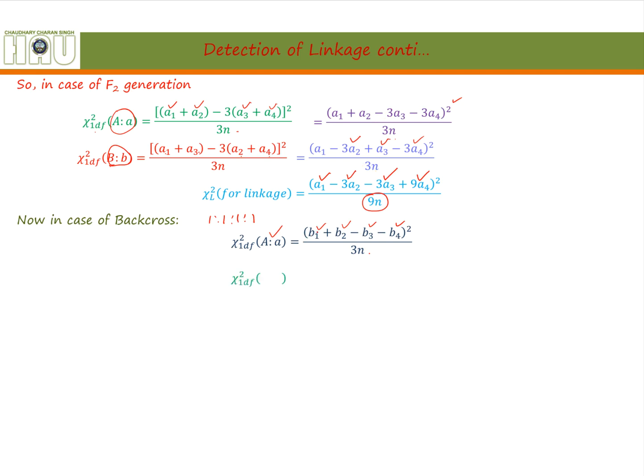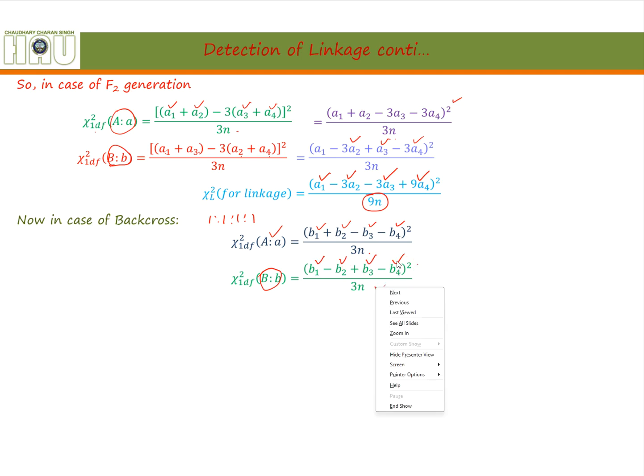And similarly, chi-square with 1 degree of freedom for segregation of B and b, it is B1 minus B2 plus B3 minus B4 whole square divided by 3n. And for linkage in back cross, our formula is B1 minus B2 minus B3 plus B4 whole square divided by 9n.